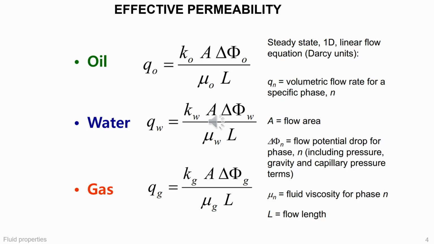This slide emphasizes how effective permeability changes with saturation. As water saturation increases, oil effective permeability decreases. This is why production often declines as water cut increases. The rock becomes less conductive to oil.